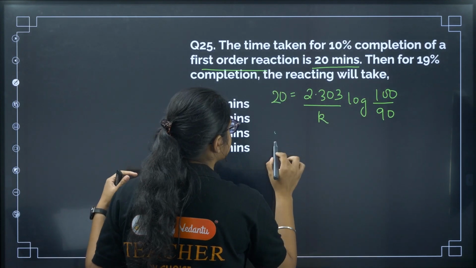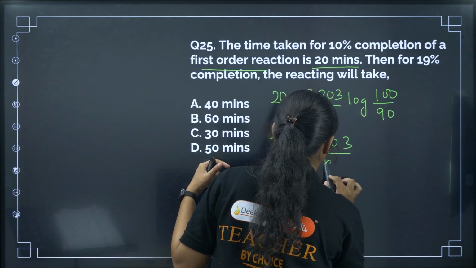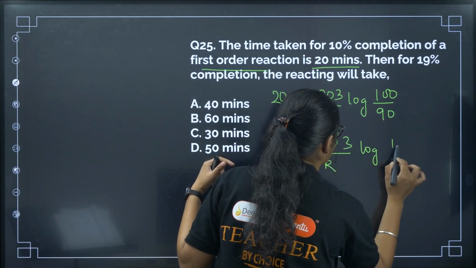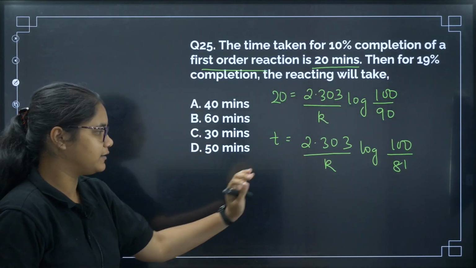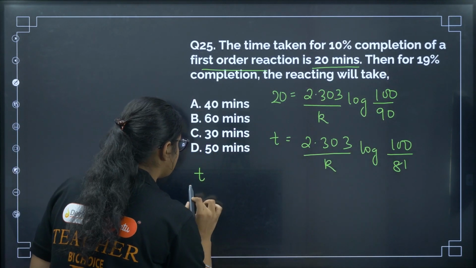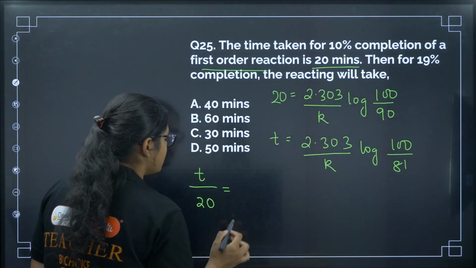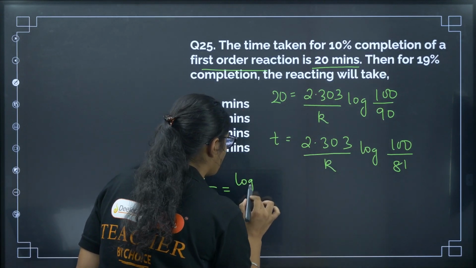And then the time is asked for 19%. So 2.303 by k log of 100 by 19 means 81. 19% is completed means 100 by 81 is left. Now just take the ratio of this by this. So t by 20. If you take t by 20, this all will get cancelled and I am left with log 100 by 81.